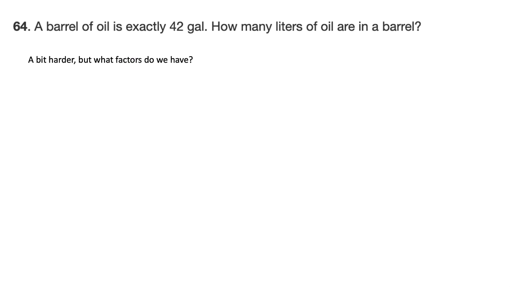Okay, so to wrap up here, let's go ahead and try a practice problem, right? We say that a barrel of oil is exactly 42 gallons, and the question is how many liters of oil are in this barrel? Now, this is a little bit harder, but what factors do we have, right? Well, let's look up a few factors here. We can say 1 liter equals 1.057 quarts. We know that a quart is equal to 0.25 gallons. And with this, I think we have enough information to solve the whole problem.